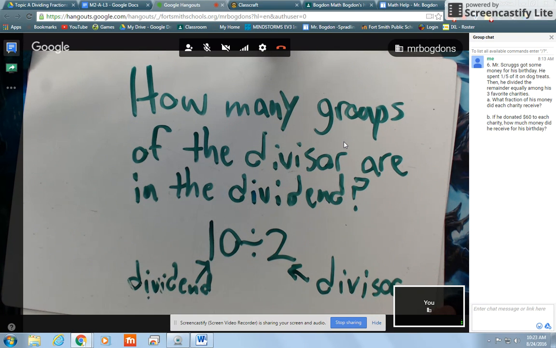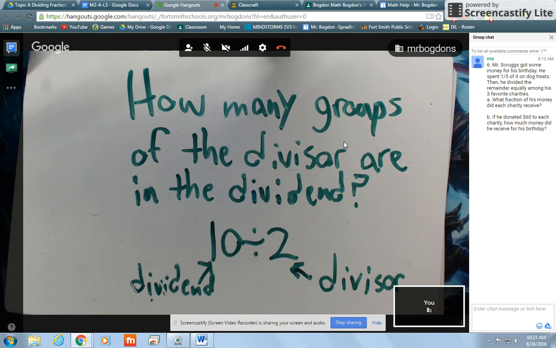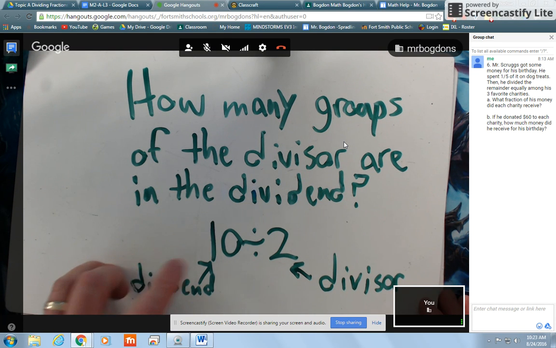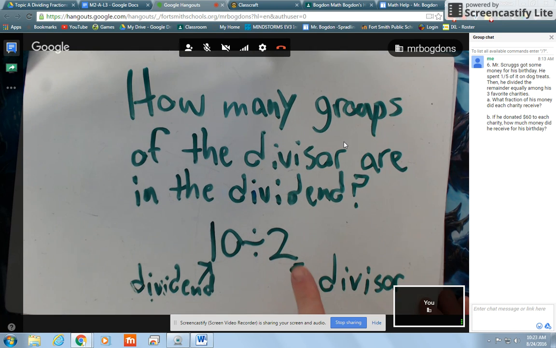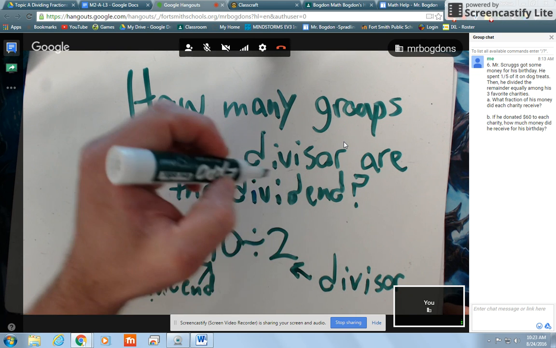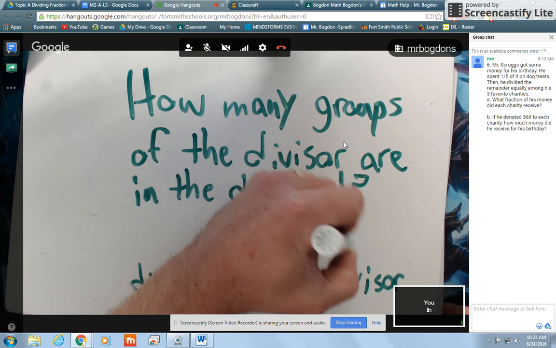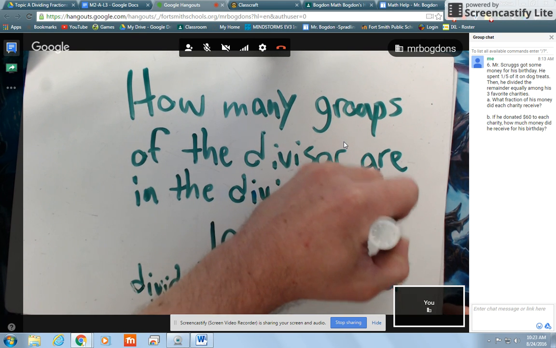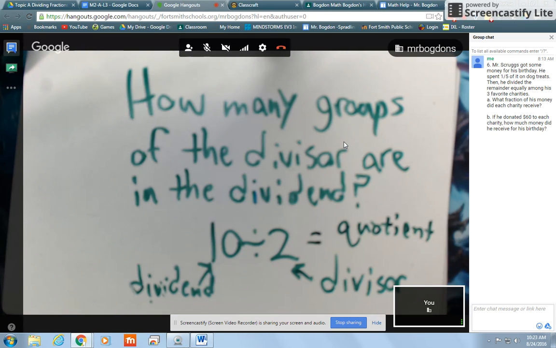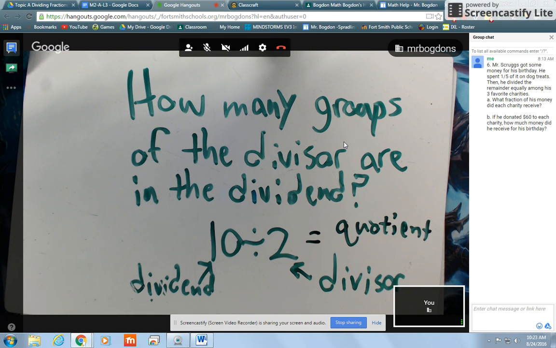And just so you guys are refamiliarized with the difference between divisor and dividend, whenever you have a division problem, the first number will always be the dividend. The second number will always be the divisor. And then what you're looking for is the quotient. So when I'm using these words, divisor, dividend, quotient, this is what I'm talking about.